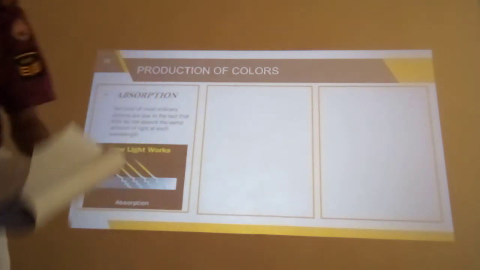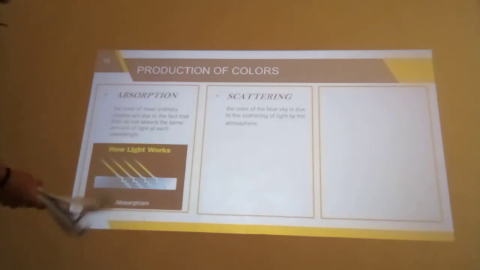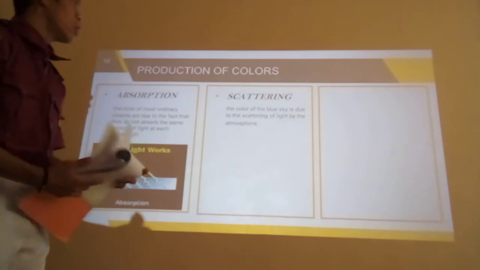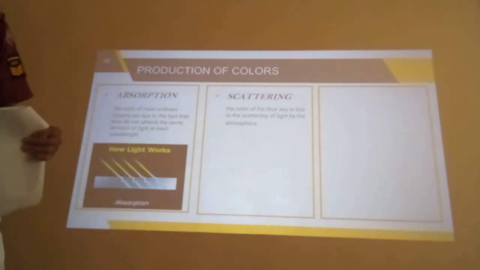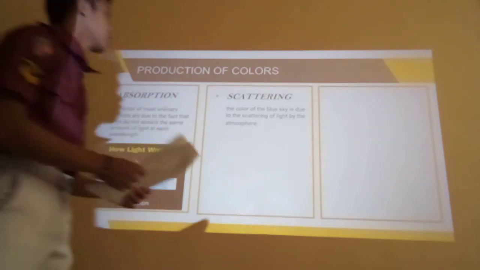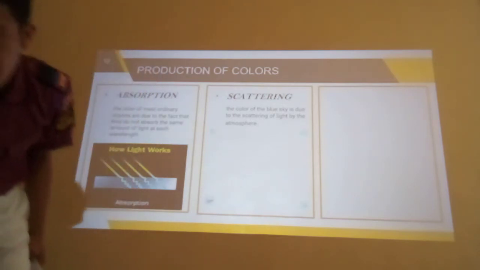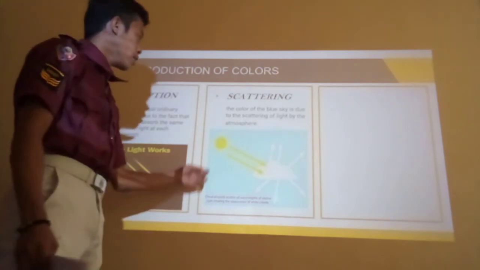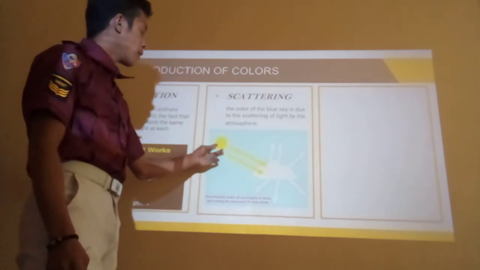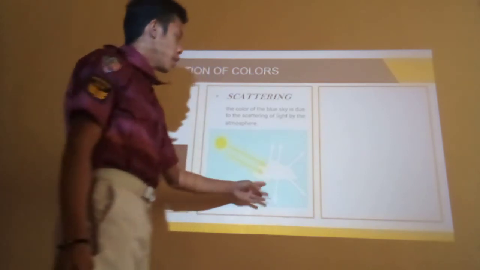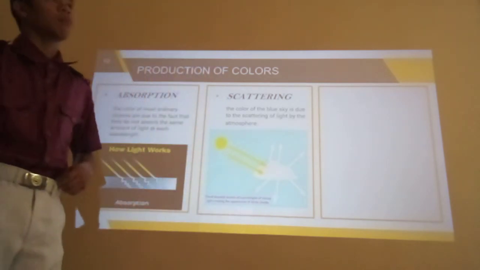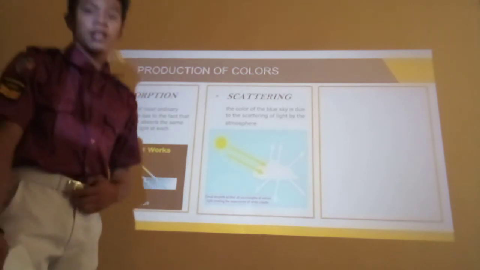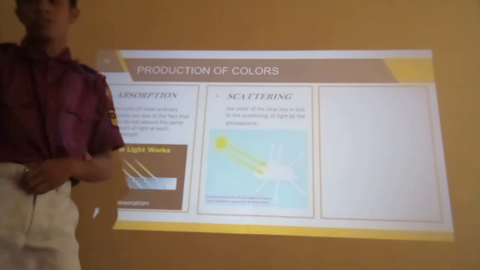Number 2 of production of colors is the scattering. What is scattering? Scattering is the color of the blue sky, which is due to the scattering of light by the atmosphere. I have here an example of scattering. As we can see, this is the light. If the light of the sun reflects on an object, it will scatter. For example, the leaves of plants or flowers.